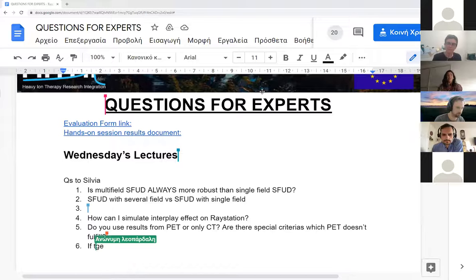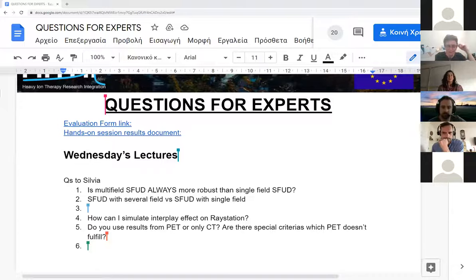Okay, thank you. If we can go briefly through: how can I simulate interplay effect on RayStation? I don't know, actually. Sorry, I don't know how you can simulate interplay effect on RayStation. I'm pretty sure you can do it, because you can do more or less whatever you want with RayStation if you're a very good Python scripting creator, which I'm not. What you can do with RayStation is rescanning. What we do is we use 5 rescanning for each field, and you can set that in RayStation. I'm pretty sure you can do a simulation of the interplay effect, but I cannot help you in this.